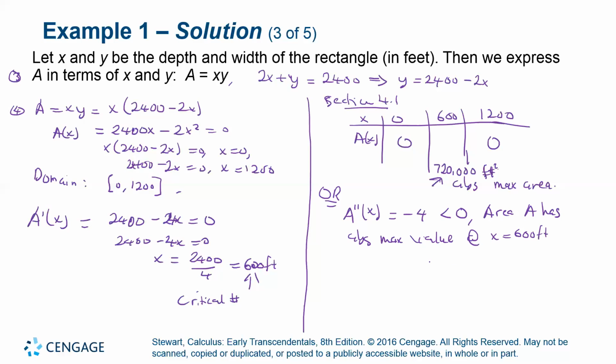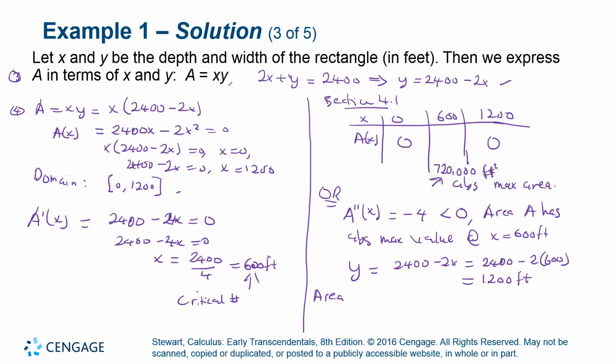So if x is 600, what is y? Well, we know that y is equal to 2400 minus 2x. Then that is 2400 minus 2 times 600, and that will give me 1200. So the area is maximum when x is what?